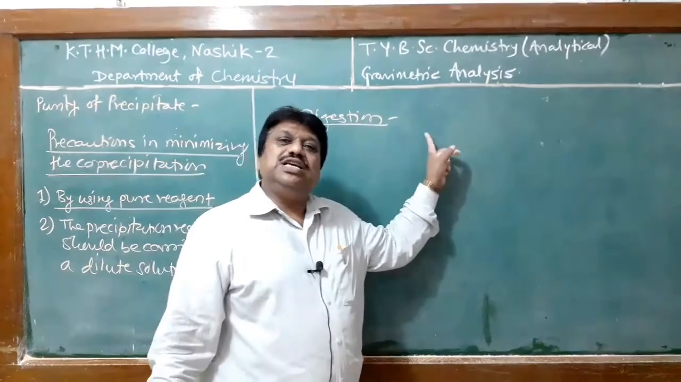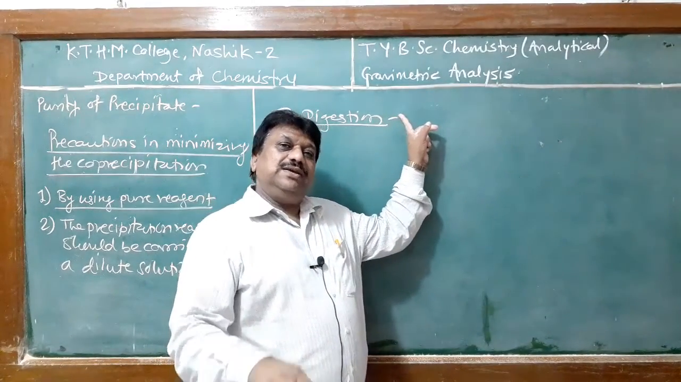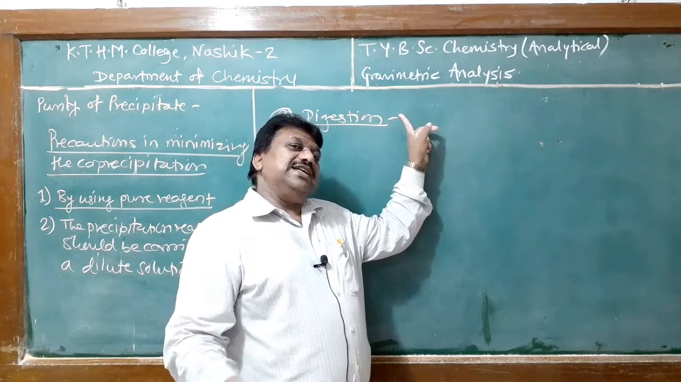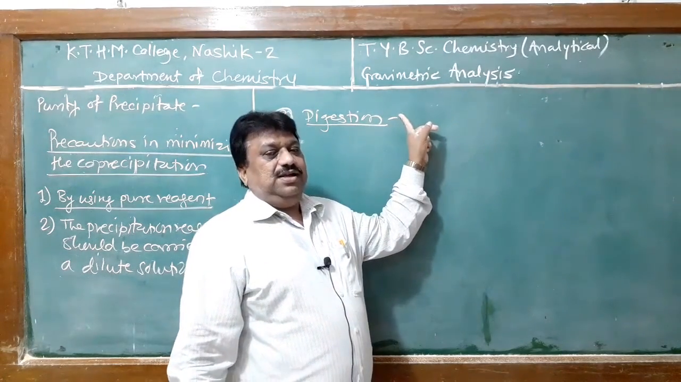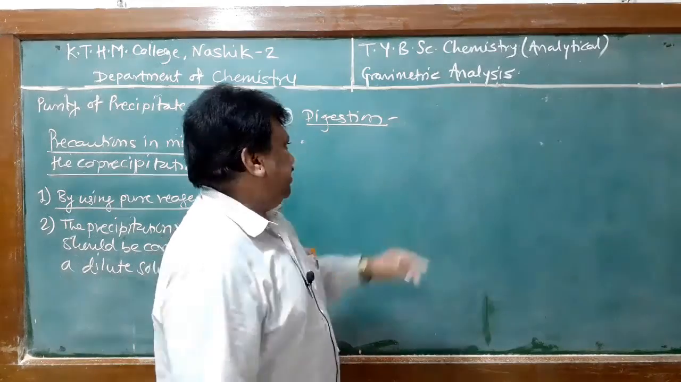Digestion removes the co-precipitation, because when the precipitate gets dissolved into the mother liquor, the impurities also get dissolved into the mother liquor, and therefore when new precipitate is obtained, that is free from the impurities.